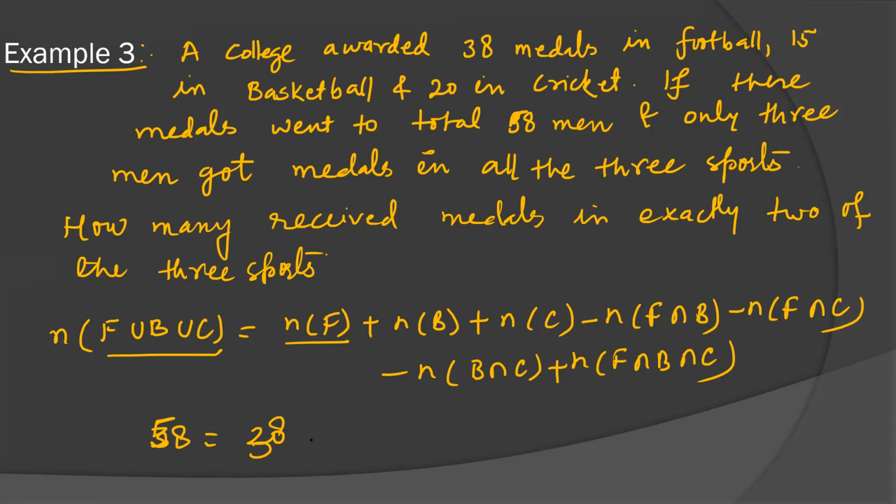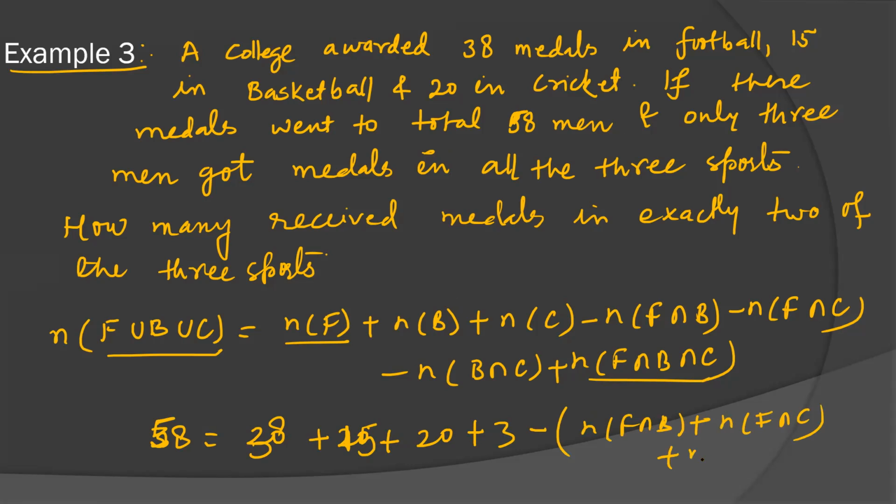38 in football plus 15 in basketball and 20 in cricket. Yes. Plus, if you add all the 3 in all the 3 sports, minus F intersection B plus F intersection C plus B intersection C. These are the number of medals received in exactly 2 games. You can see that football and basketball, football and cricket, basketball and cricket. This value we have to obtain. This is the question asked.